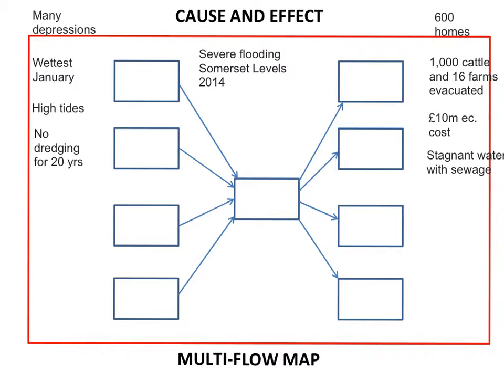So once you've summarised your main points from the page of text, you can start to fill in your cause and effect diagram, and into your thinking map. Into the main box here is the main event, the severe flooding. So in go the Somerset Levels floods of 2014. And now let's look at the causes.